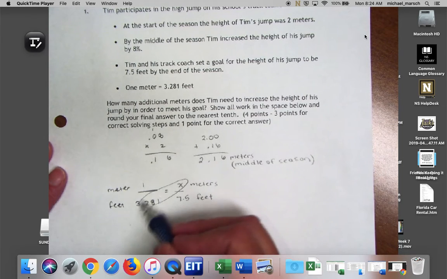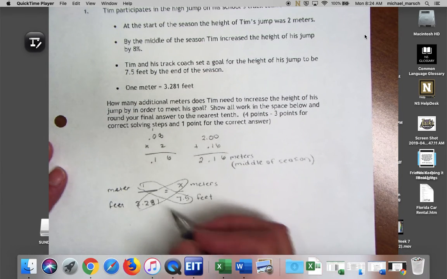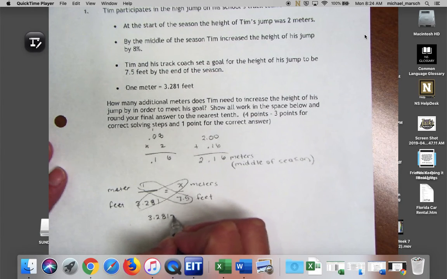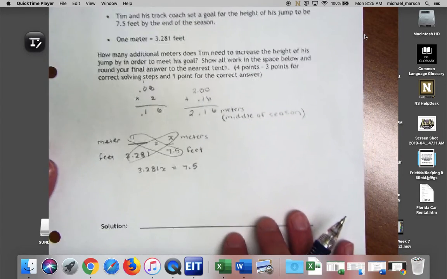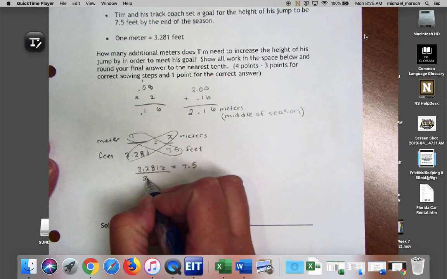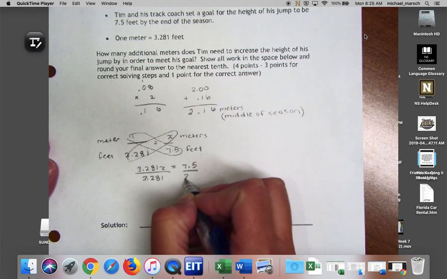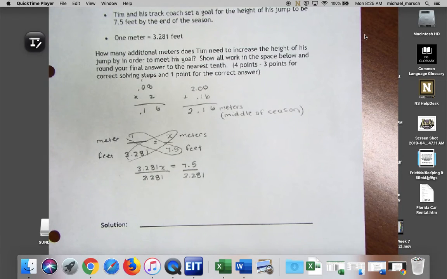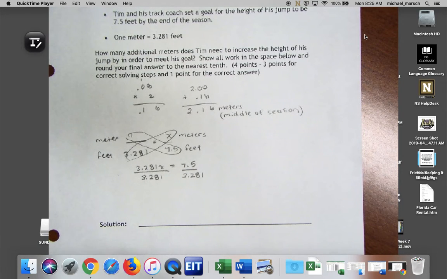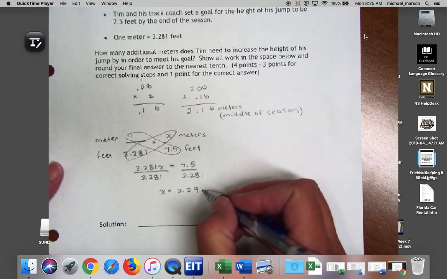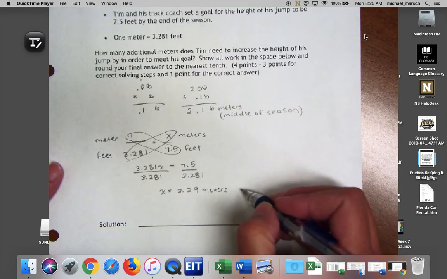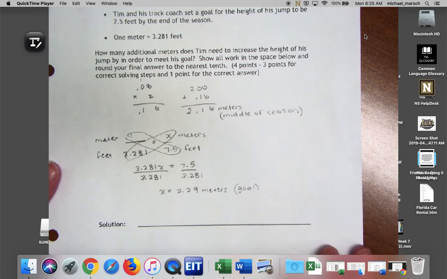So I'm going to loop-de-loop, and I'm going to get 3.281x equals 7.5, because 7.5 times 1 is 7.5. And then I'm going to divide by 3.281. Get my phone calculator out here to help me out. 7.5 divided by 3.281 equals 2.29 meters. So this is his goal at the end of the season.